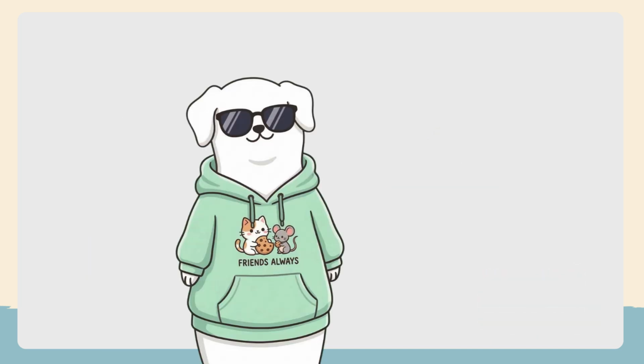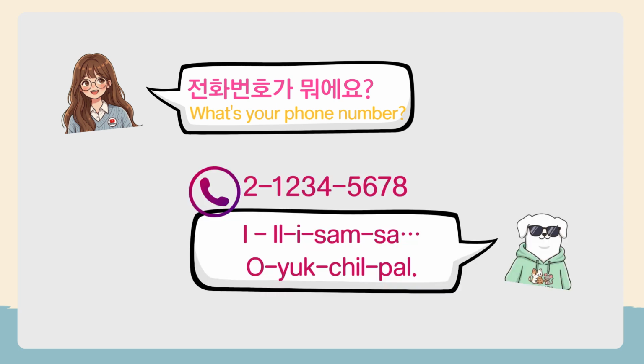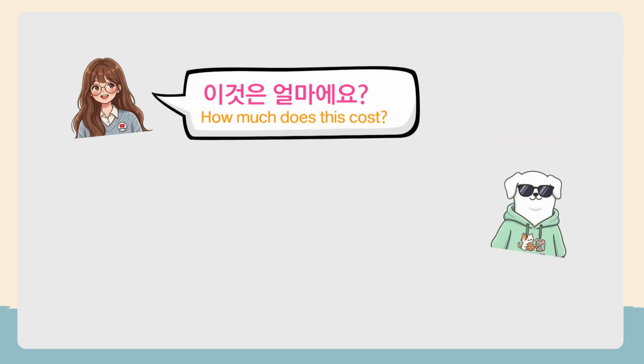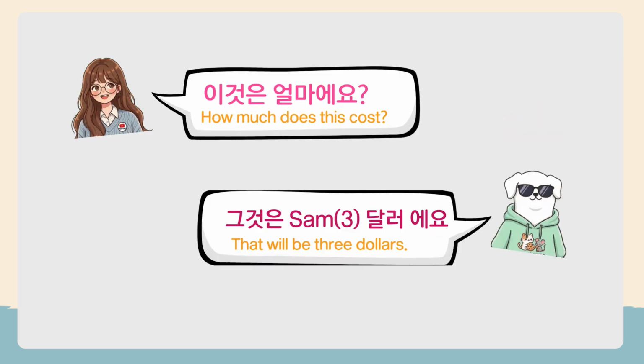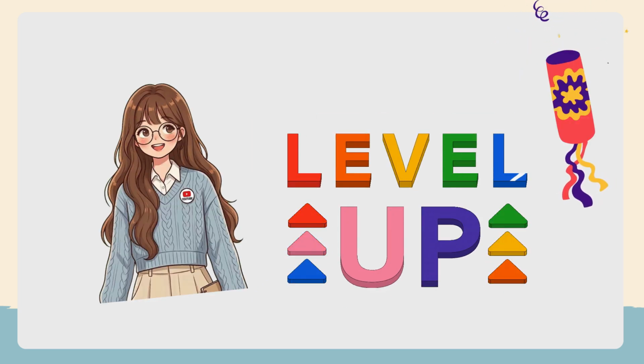Okay, let me try a Korean phone number. Okay, try this one. 전화번호가 뭐예요? Easy. It's sam, sa, o, 6, 7, 8. 이것은 얼마예요? 그것은 3달러예요. Perfect. You sound like you're reading a secret code.